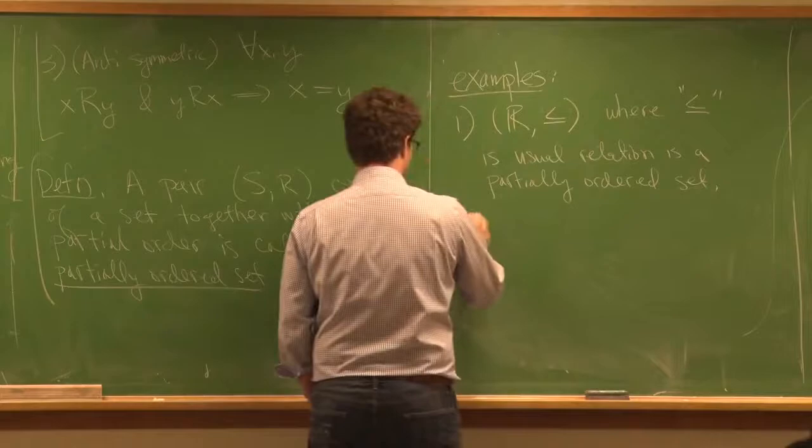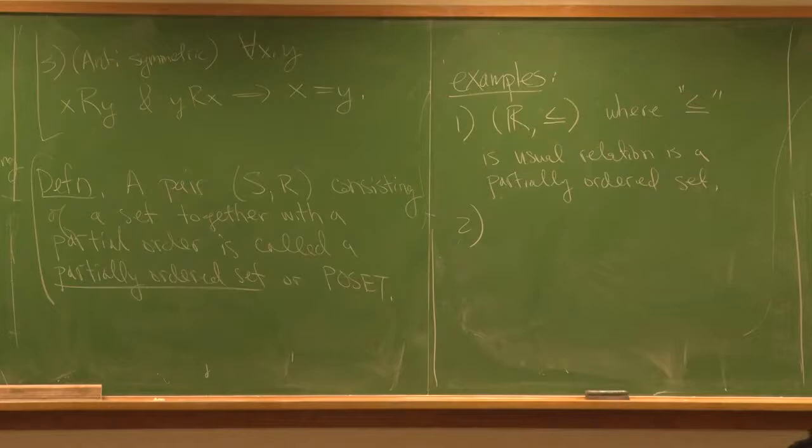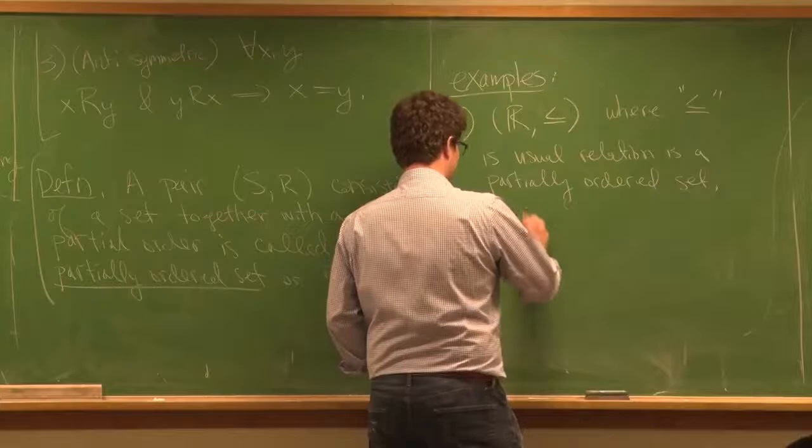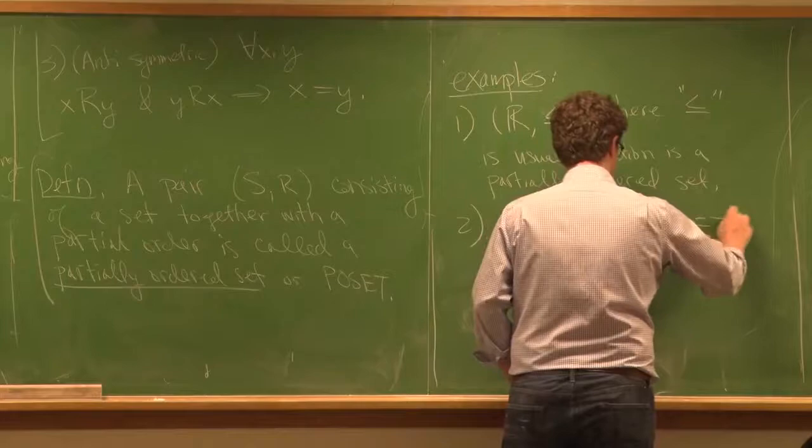Okay, so the real numbers with its usual inequality. This is no longer an equivalence relation, because for an equivalence relation you had the symmetric property, right? It said that if x is related to y, then y is related to x. We don't have that anymore. So the natural numbers with this thing is a poset. This is the divisibility relation.